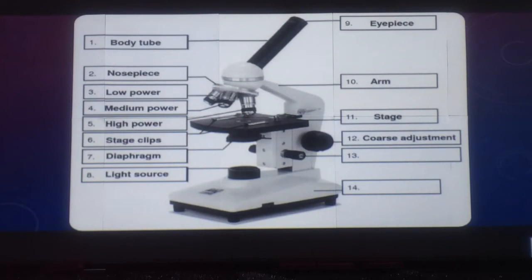This is what we call a coarse adjustment, where the microscope moves very quickly up and down. But this next one, the fine adjustment, just moves the microscope just a little bit, just to get a perfect image of whatever they're looking at. And the last part is the base of the microscope.